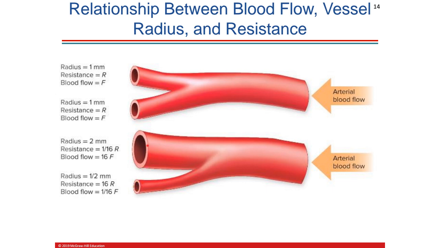So you can see these are sort of exaggerated examples. I don't think any blood vessel would really change this much in diameter. I suppose it's possible, but typically you have a little bit smaller changes. The main point is a small change in diameter will lead to a very large change in the blood flow.